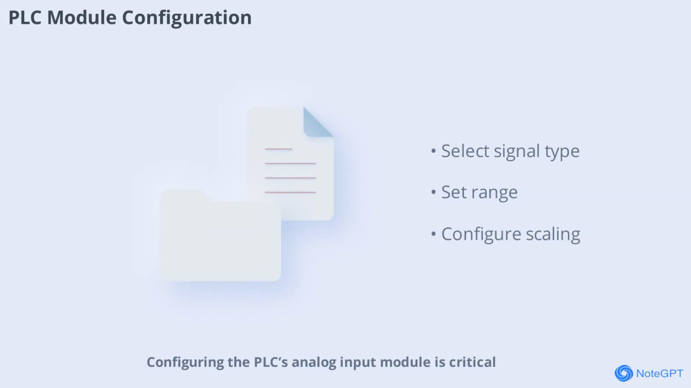Configuring the PLC's analog input module is critical. You must select the correct signal type, range, and scaling parameters. Any mistake here can lead to incorrect readings and potential process upsets.